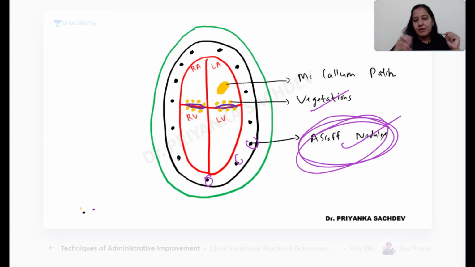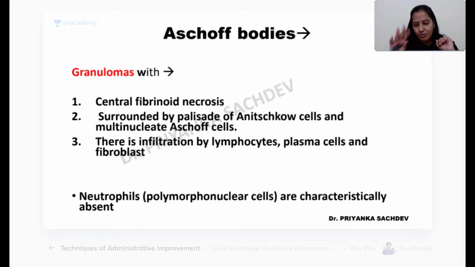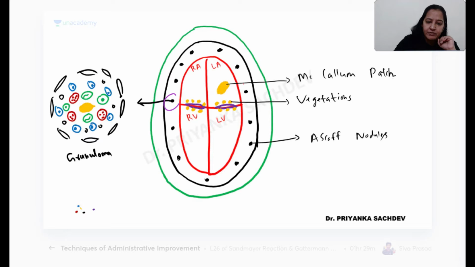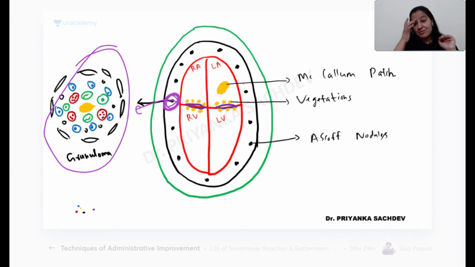So just tell me the structure. In Aschoff nodule, you have to describe only one thing: its structure. Tell me the structure of Aschoff nodule. So I am zooming out one of the nodules. Can you see? This is one of the nodules and I have zoomed it out. This is the structure of one of the nodules. All of them are like this only.